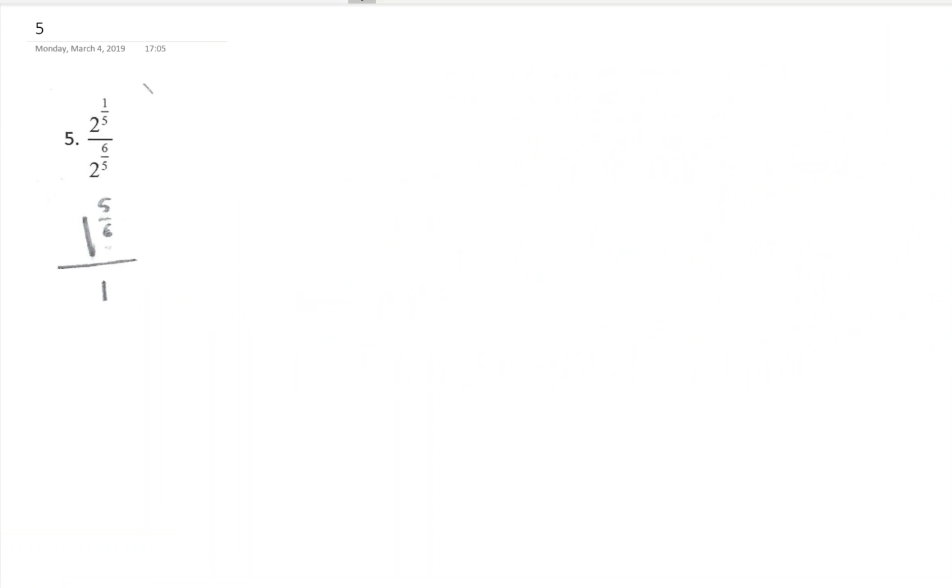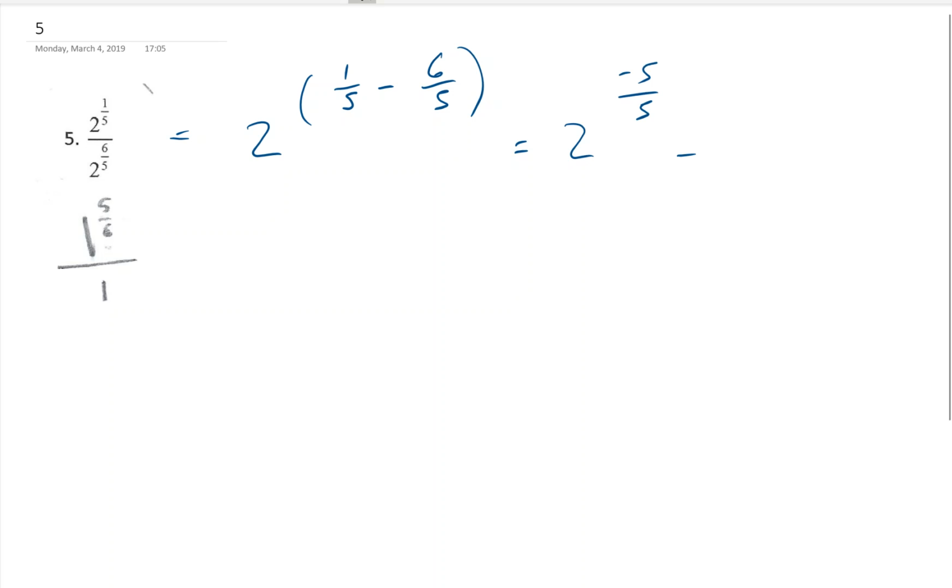All right, this one here, when you have a power over a power like that, all you do is subtract. So what you have here is 2 to the 1/5 minus 6/5. Okay, so 1 minus 6 is -5. So you have 2 to the -5 over 5. That equals 2 to the -1. But -1 means you go below the denominator, so it's just going to be 1/2. That's going to be your final answer.